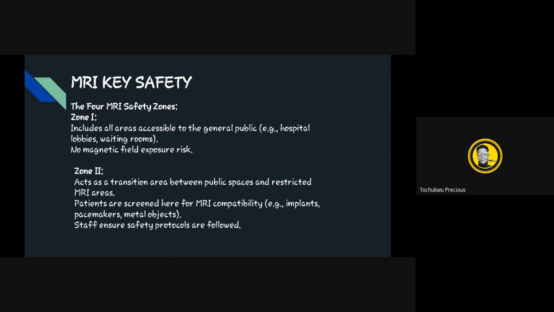Zone 2 acts as a transition area between the public space and the restricted MR areas. This is where patients sit and are asked about their compatibility. This is where their lines are sighted for them. At this point, you determine, oh, this patient is not MRI compatible, or this patient has an implant. Let's do more investigations to find out if this implant is MRI compatible. So in zone 2, this is where you do all this.